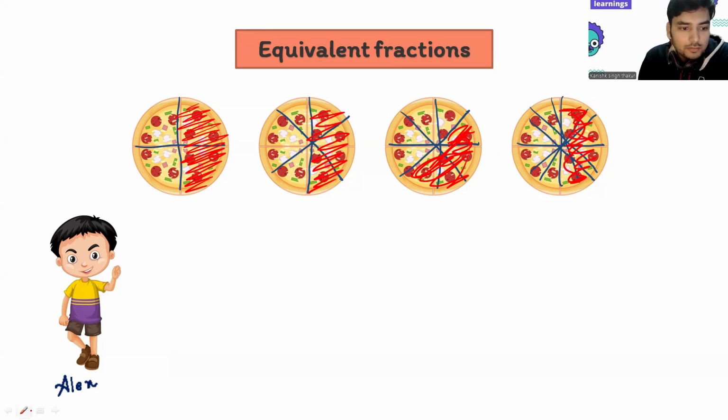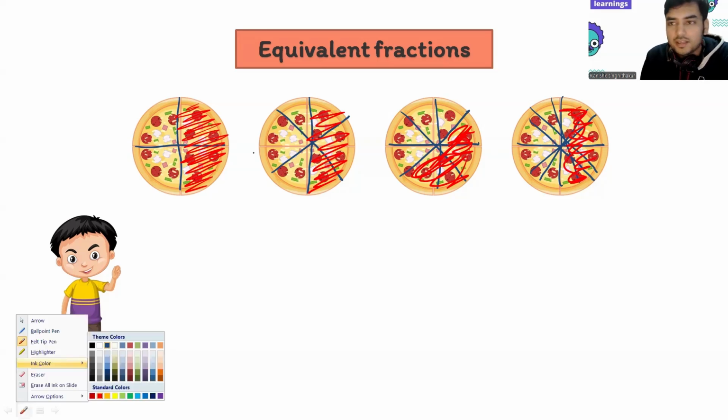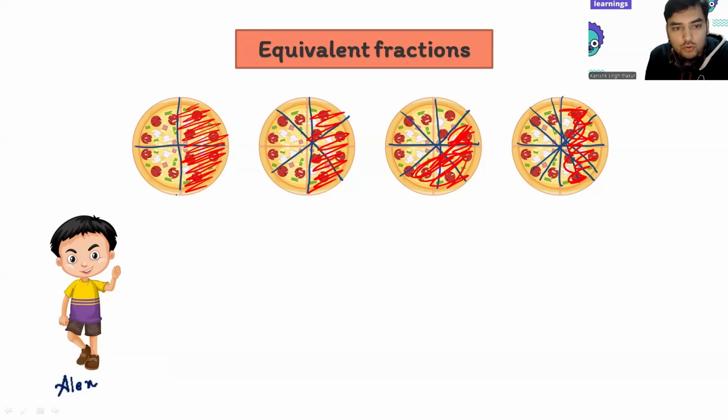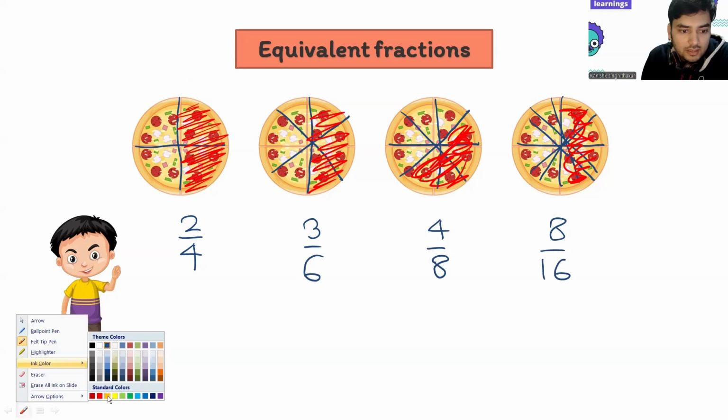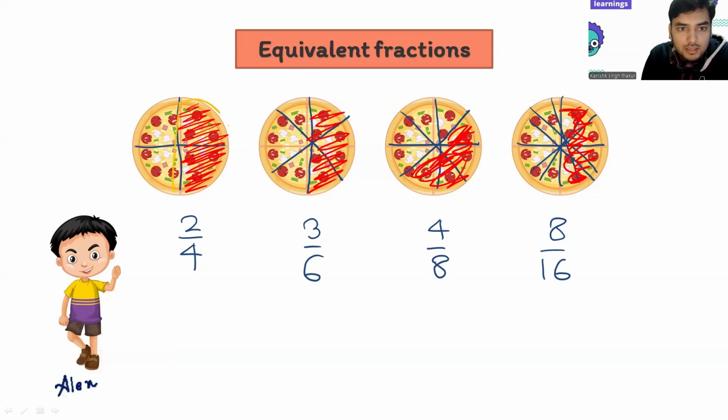Now when you count in fractions, this would be written as 2 over 4, this would be written as 3 out of 6, this as 4 out of 8, and this as 8 over 16. But if you see practically, each one has eaten half. So how is my fraction coming out different?